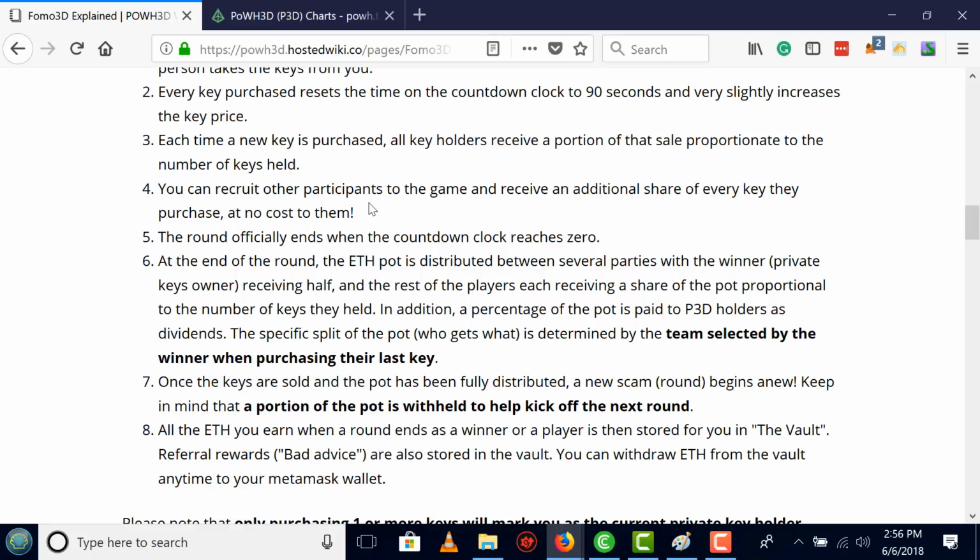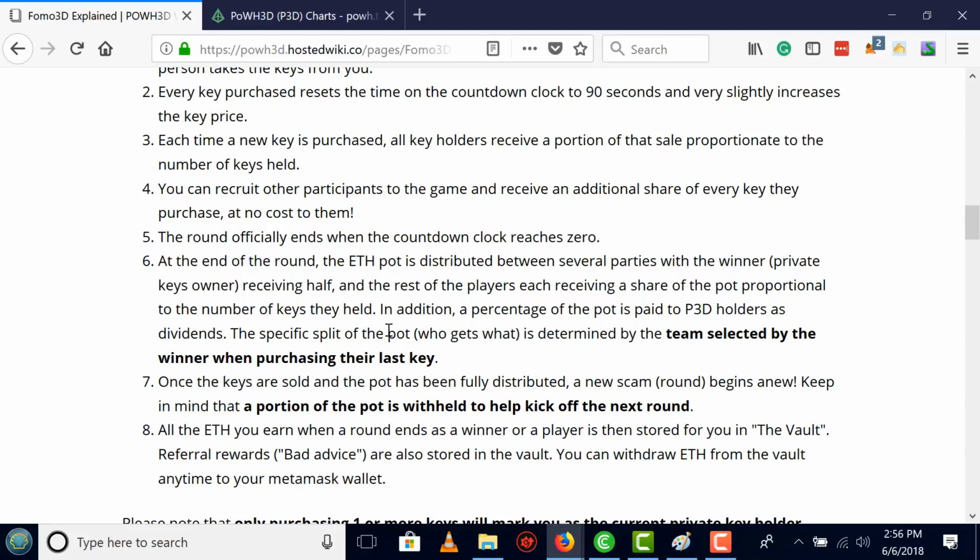You can recruit other participants to the game and receive an additional share of every key they purchase at no cost to them. The round officially ends when the countdown clock reaches 0. At the end of the round, the ETH pot is distributed between several parties, with the winner, private key owners, receiving half. The rest of the players each receive a share of the pot proportional to the number of keys they held. In addition, a percentage of the pot is paid to P3D holders as dividends.